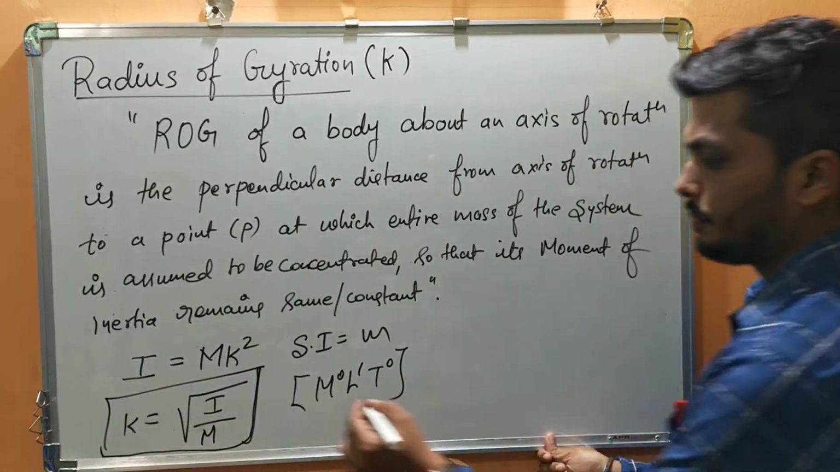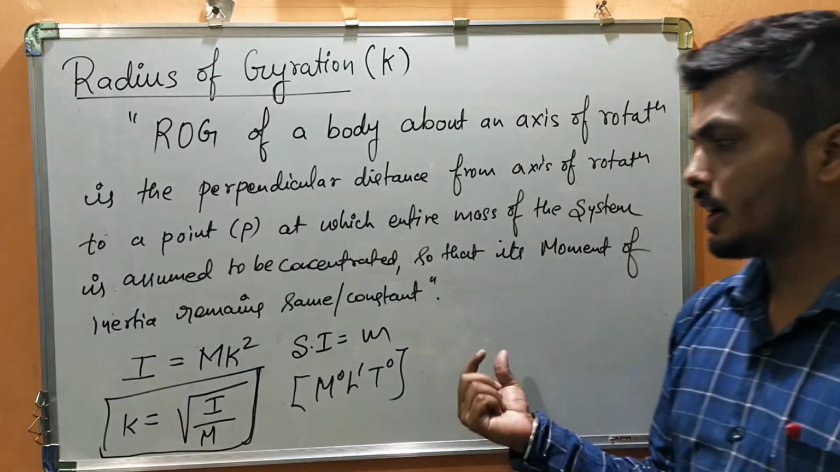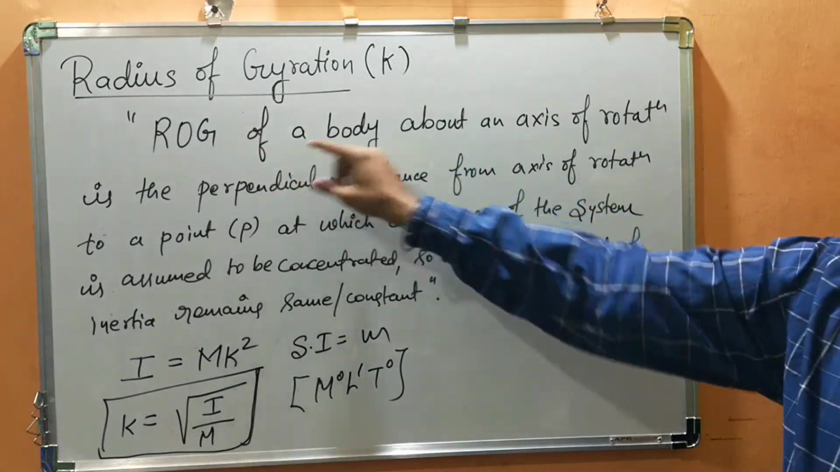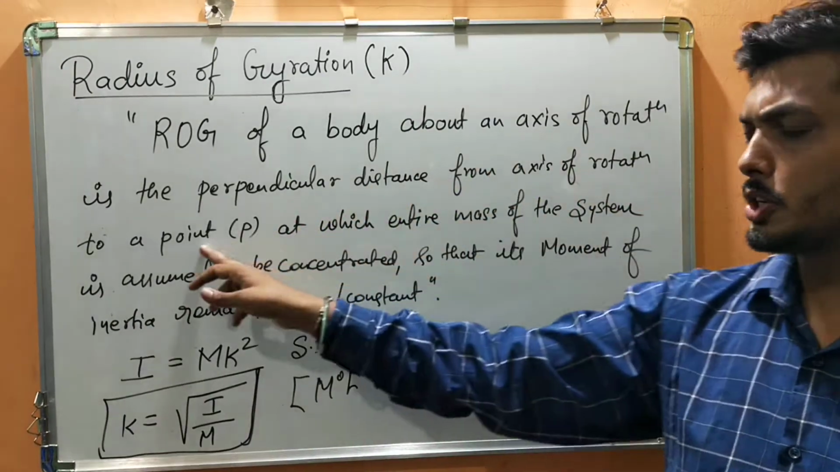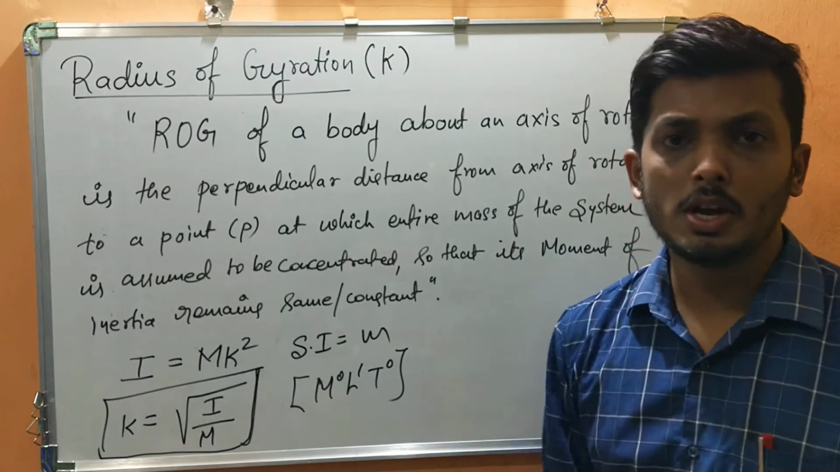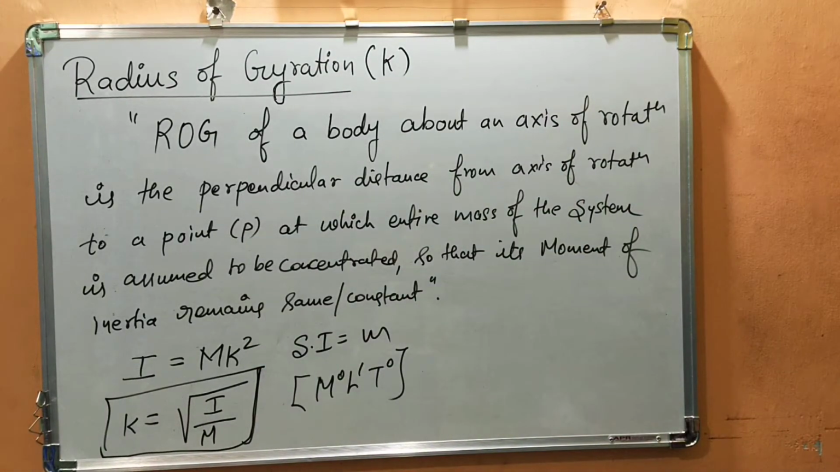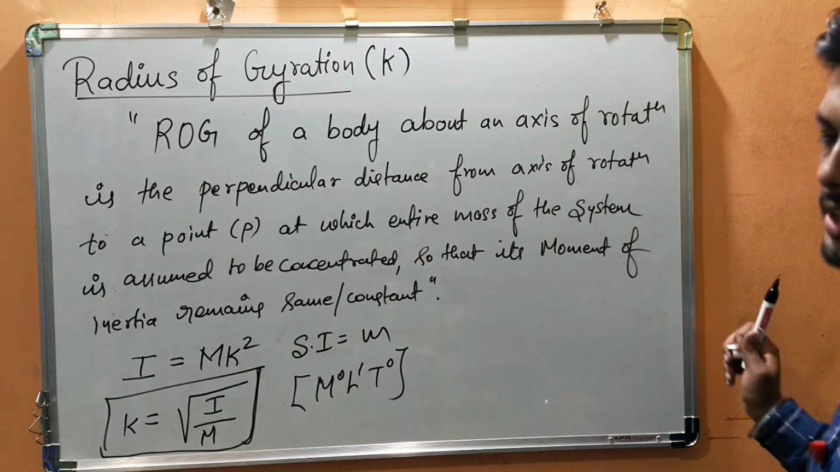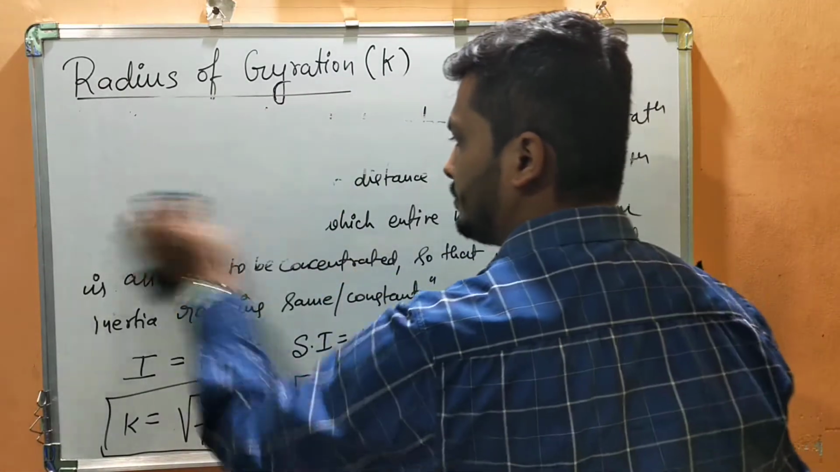Now what exactly is radius of gyration? I'll explain to you. First write this definition. You can pause the video and write the definition. Please understand, it's something related to the perpendicular distance from the axis of rotation to a point at which the entire mass of the system is assumed to be concentrated. Now this is something related to your moment of inertia only. Now shall I erase? Fine. Have you copied the definition?